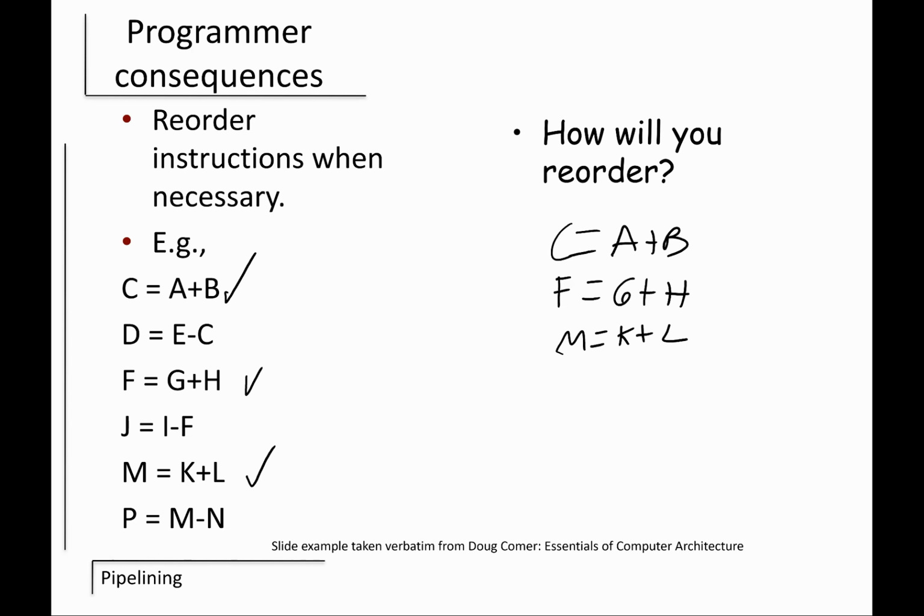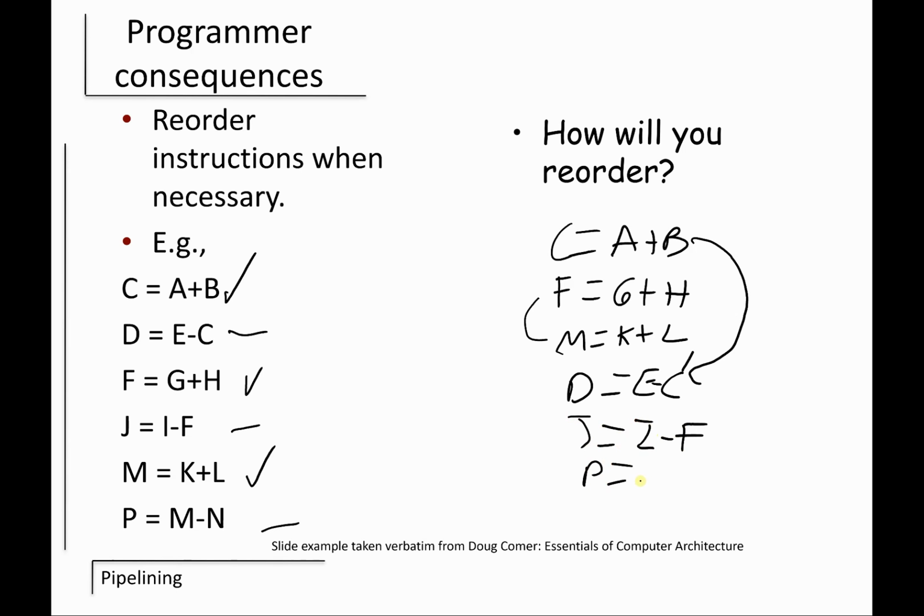Now, I also have 3 that are dependent, so to speak. So now I'm going to say D equals E minus C because this gives me the most distance between the instructions that are dependent. So essentially, I should be able to fully fill the pipeline and not have to worry about bubbles if I reorder it this way. And the second one is J equals I minus F. And the last one is P equals M minus N. So when we look at this ordering of the code, it is better performant because of pipelining.